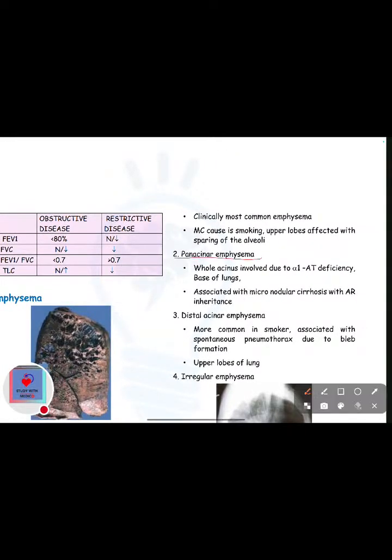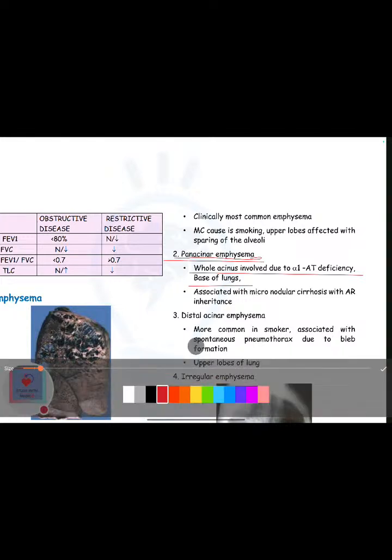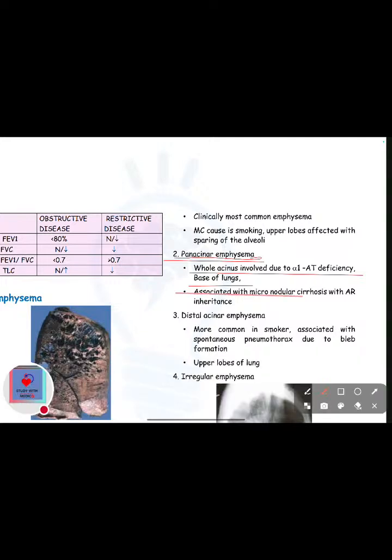Second is panacinar emphysema. The whole acinus is involved due to alpha 1 antitrypsin deficiency, at the base of the lungs. It is associated with micronodular cirrhosis, with autosomal recessive inheritance.